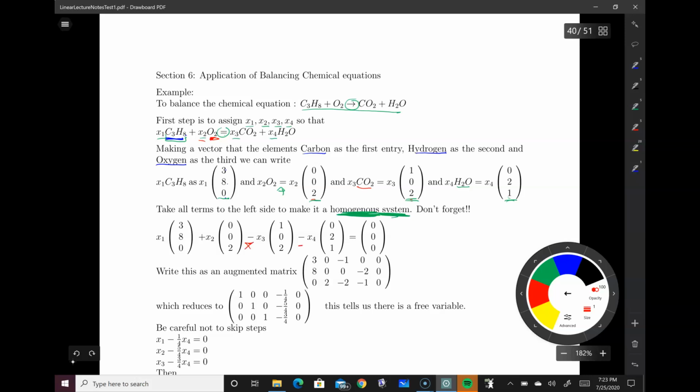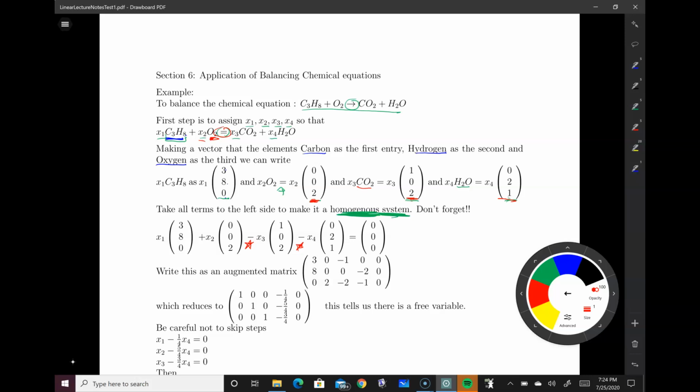This is one of the places that people make the most mistakes, but not you. So x1 times this plus x2 times this, and I'm subtracting this one and this one over to the other side, keeping in mind where the equal sign was. So it's all equal to the 0 vector now. We need to make a homogeneous system.